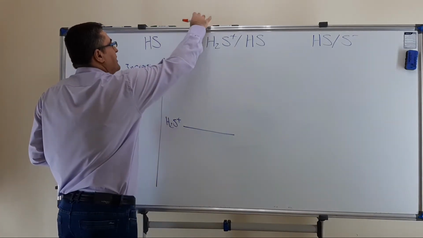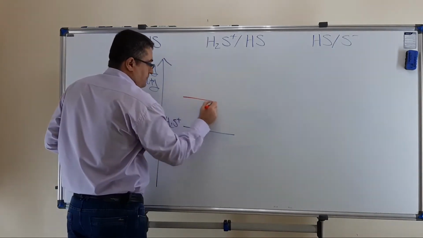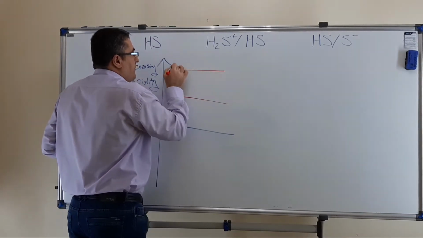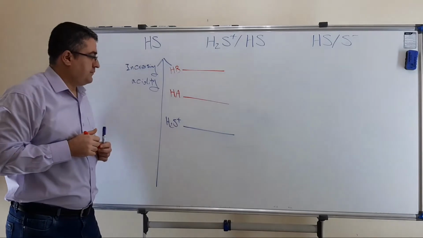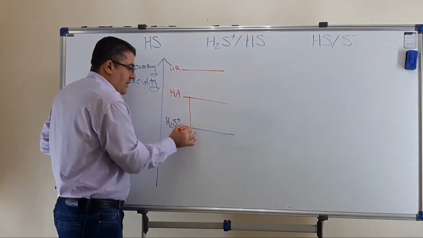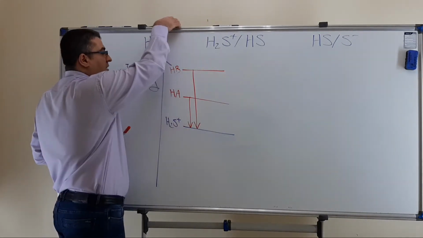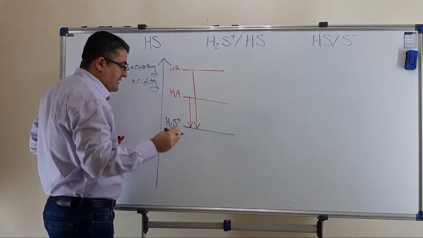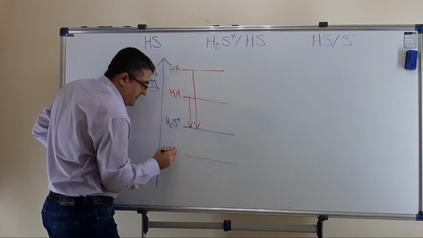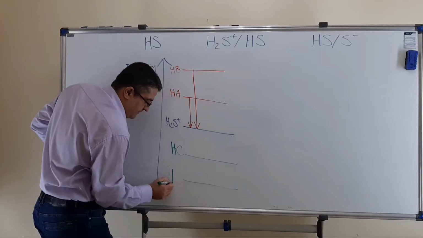Acids stronger than the conjugate acid of the solvent, like HA and HB, are leveled with the conjugate acid of the solvent. On the other hand, this is not the case with acids weaker than the conjugate acid of the solvent, like HC and HD.